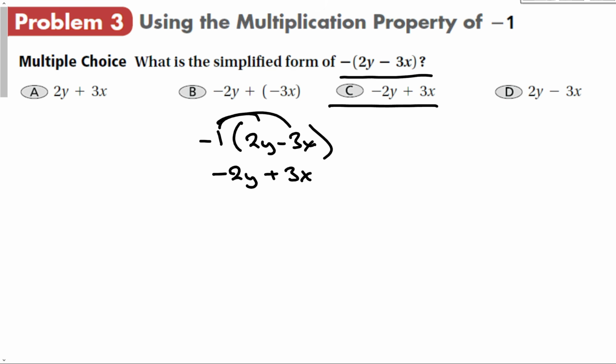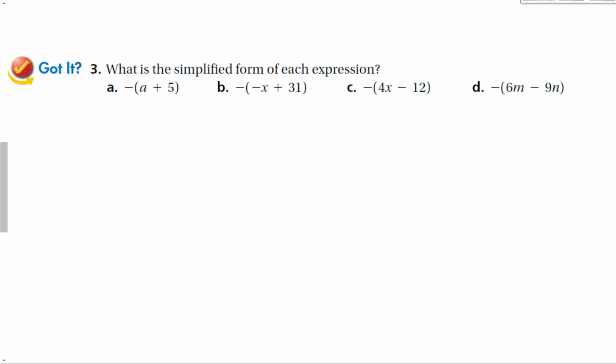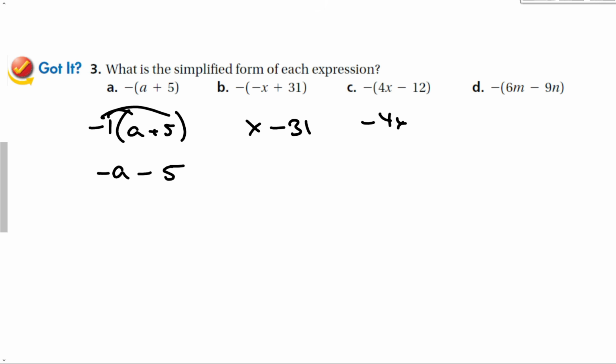Let's look at some more problems with multiplication with negative 1. We're going to distribute, we're just going to pass out that negative. We're going to multiply, we're going to take negative 1 times a plus 5. And I can do this quickly by making negative a minus 5. Negative times a negative in part B gives me a positive x minus 31. Negative 4x plus 12. And negative 6m plus 9n.